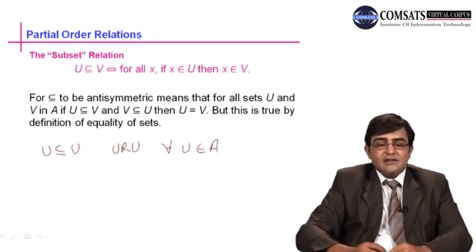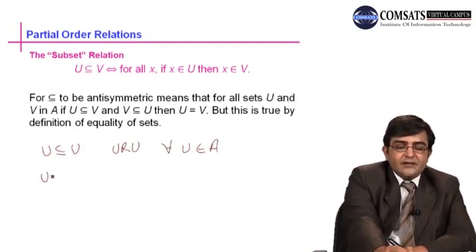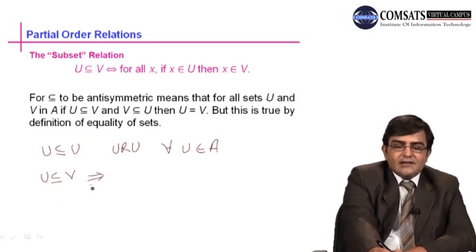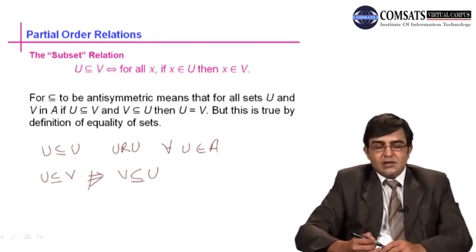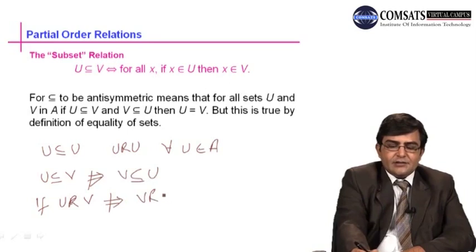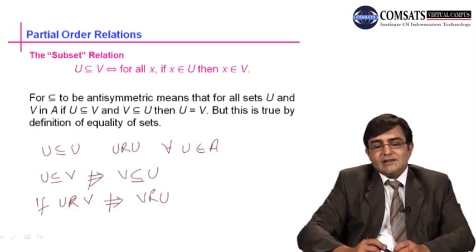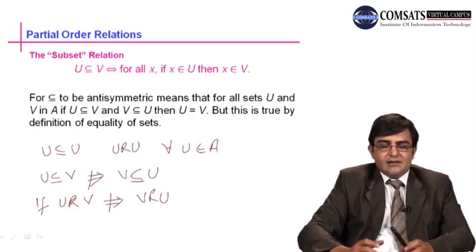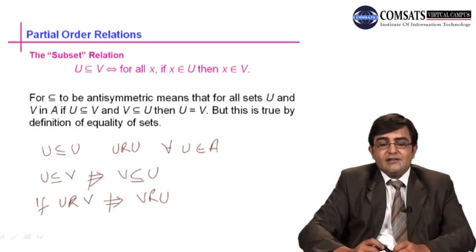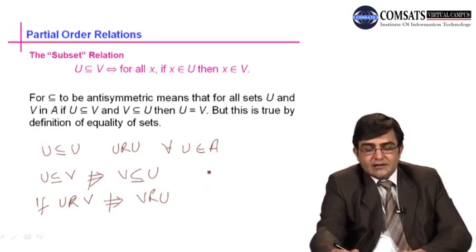Now we have to prove that this relation is antisymmetric. If U is a subset of V, then it doesn't imply that V is a subset of U. This is not generally true. Therefore if U is related to V, this doesn't imply V is related to U. So this relation is not symmetric, which means that this relation is antisymmetric. And there is only one condition left which we have to prove, that this relation is transitive.